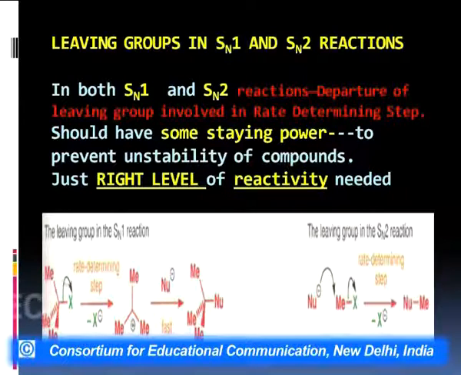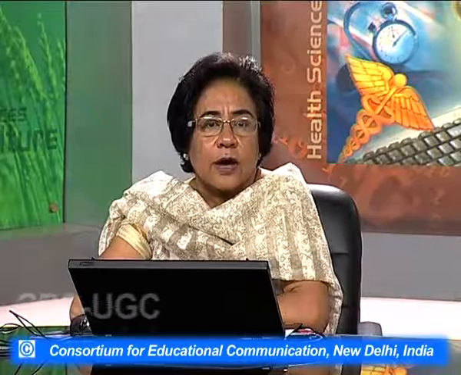So what should be the nature of the leaving group? The leaving group should be stable enough, should have so much staying power that the substrate is stable. But at the same time, it should have just the right level of reactivity to leave, so that it should leave easily. That is, it should not be a strong base, it should not be a strong nucleophile, it should be replaced by a stronger nucleophile, and it will help in the reaction.